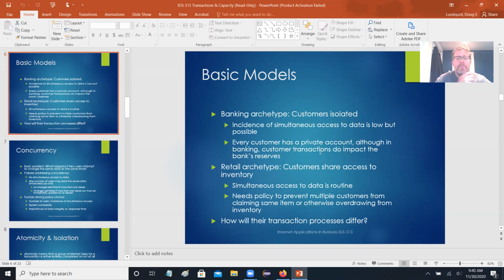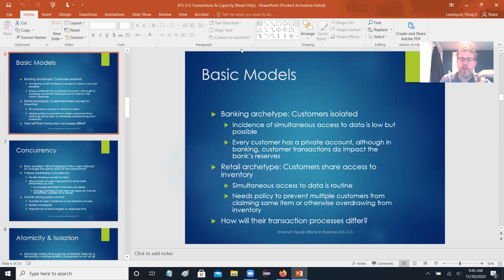Retail, on the other hand, simultaneous access to the same data is entirely routine, right? If you imagine a physical store, you have people wandering around, walking up and down the aisles, looking at the same stuff all the time. It's the same thing in an online environment. In a retail site, you can have many people looking at the same product page at the same time, many people attempting to grab one of the items from the same pool of inventory.